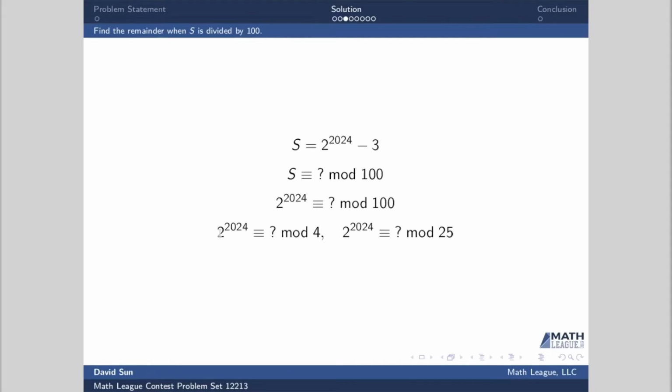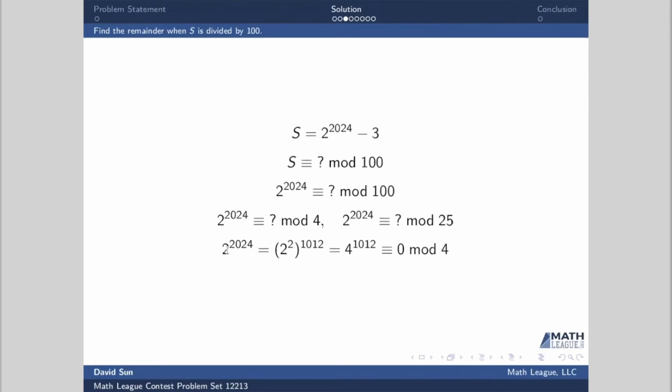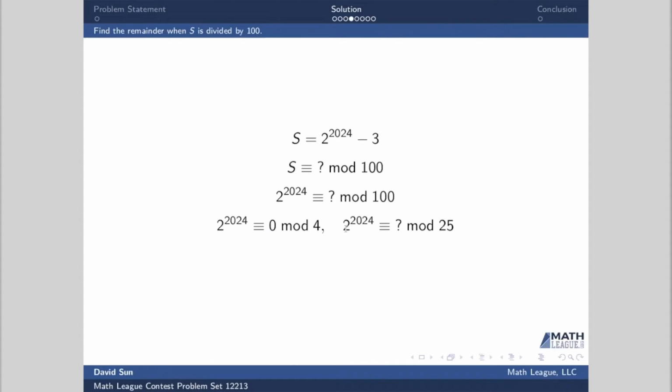So let's first focus on this left-hand equivalence. We have that 2 to the power 2024 can be rewritten as 2 squared raised to the power 1012. 2 squared is 4. 4 raised to any power is equivalent to 0 mod 4. So now we can fill in this unknown, like so. Now we focus on the right-hand equivalence. Mod 25, that's interesting. Let's consider a sub-problem.